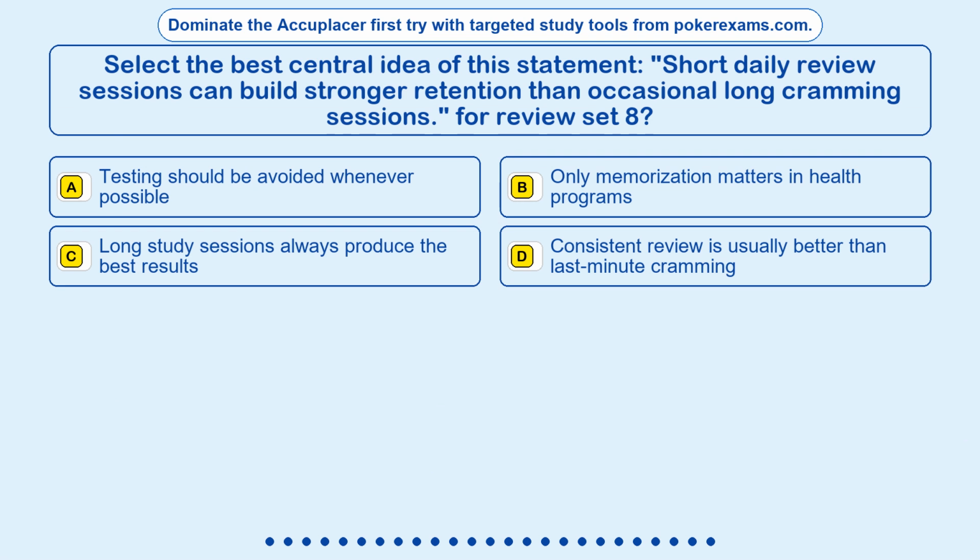Question 13. Select the best central idea of this statement. Short daily review sessions can build stronger retention than occasional long cramming sessions. For review set 8. Option A. Testing should be avoided whenever possible. Option B. Only memorization matters in health programs. Option C. Long study sessions always produce the best results. Option D. Consistent review is usually better than last-minute cramming.